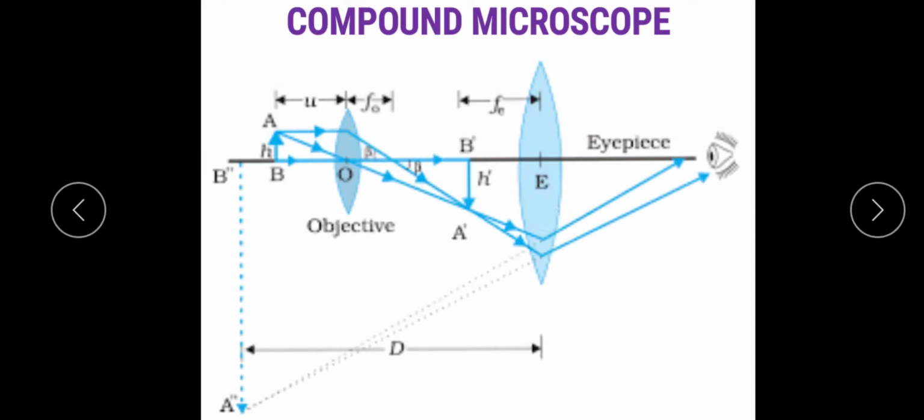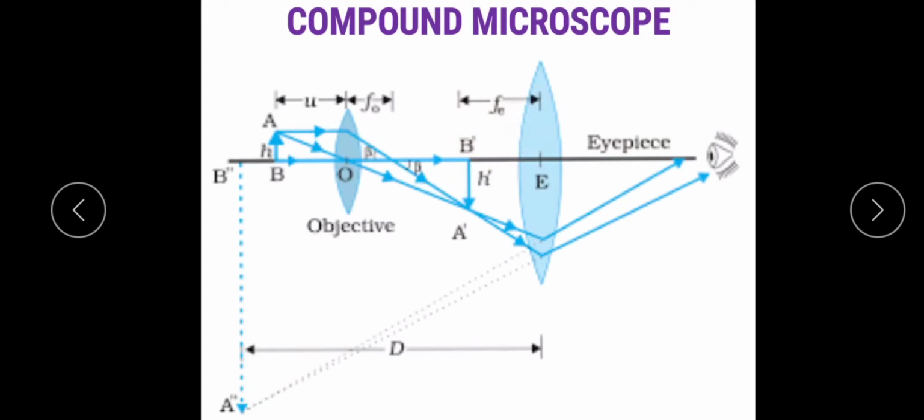The position of the eyepiece is adjusted so that A'B' lies within the principal focus of the eyepiece. This is the principal focus point, and the object is present within it. The distance from the principal focus to the eyepiece is called the focal length of the eyepiece, represented by F_E.